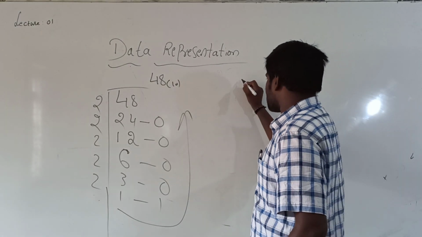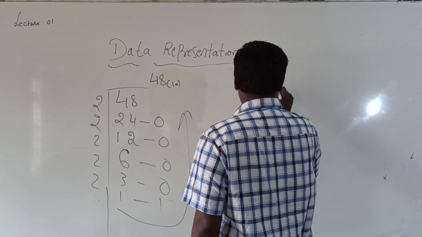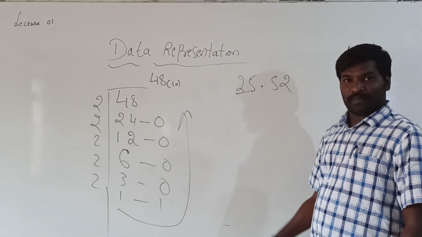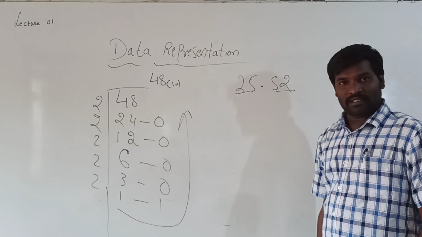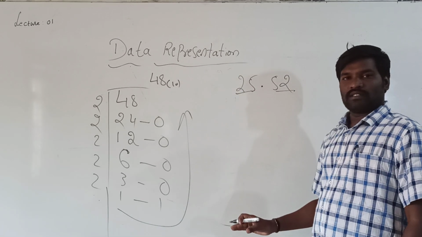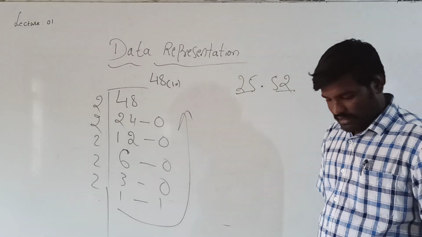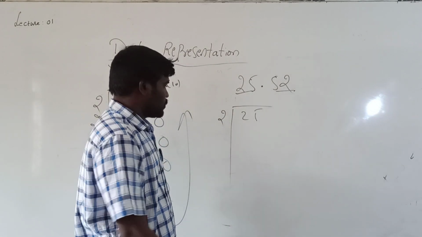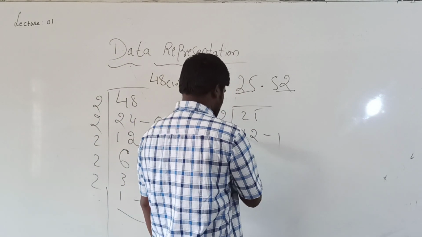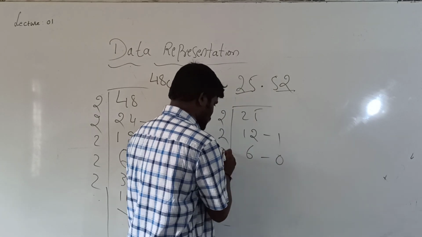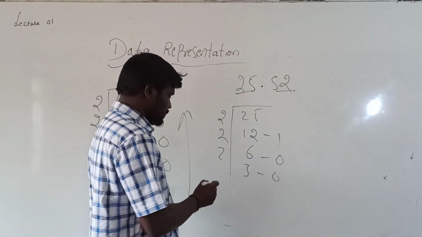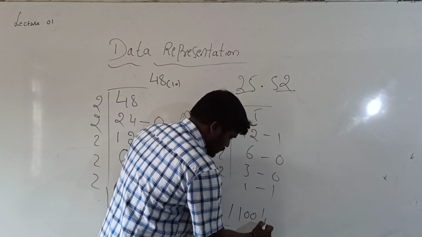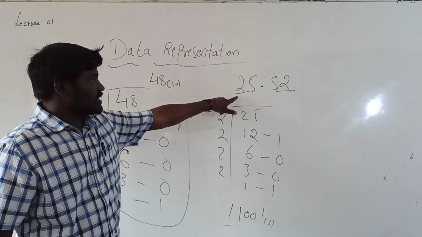See here, this is different: 25.52. This is the integer part and this is the fractional part. First we can convert the integer part, that is 25 by 2. 2 1s are, 2 2s are, remainder is 1. 2 6s are, remainder is 0. 2 3s are, remainder is 0. 2 1s are, remainder is 1. That is 11001 in base 2. So this is the 25.